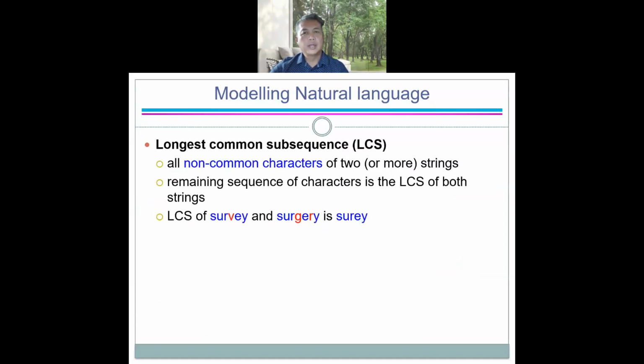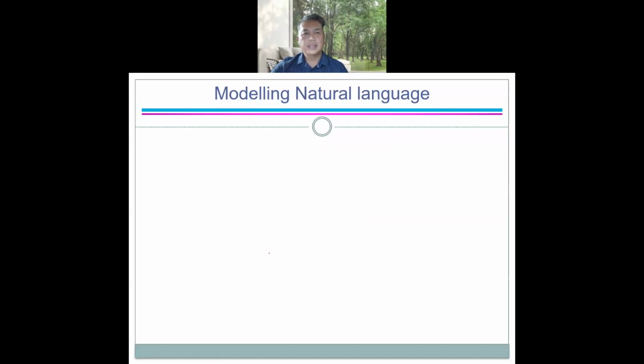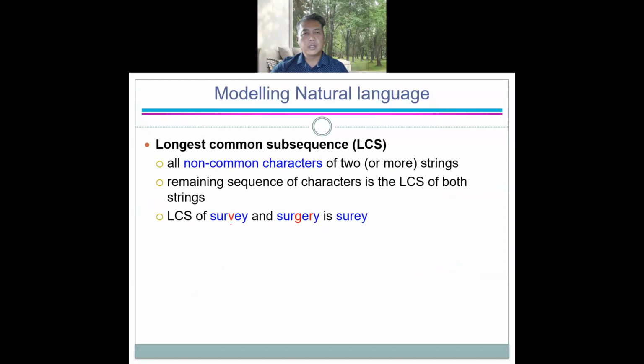We also have the longest common subsequence. This is referring to the longest sequence that you could have. So for example, like this, the longest common subsequence will be this one, Surrey. So these are all the methods that we can use in order to measure the similarity of text, a single text only. So you could do this for the whole text in the document that you have.